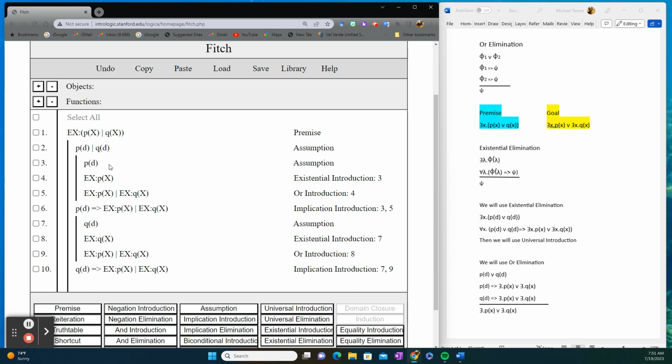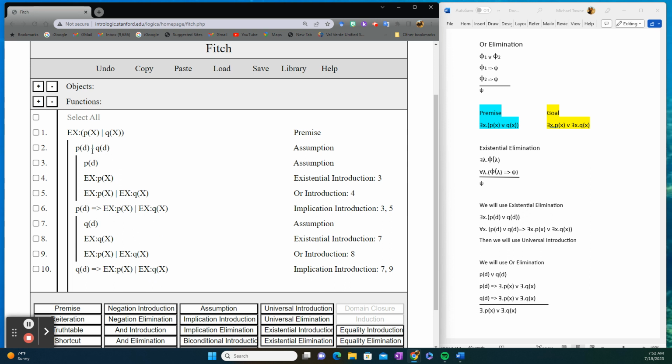My overall strategy within the subproof was to get the disjunction, and then the disjunction along with the two implications where that antecedent matches the disjunct. So P of D matches here and Q of D matches here. And most importantly, that the psi is the same, that the consequent of each of these implications is identical, namely EX, PX, or EX, QX, same here.